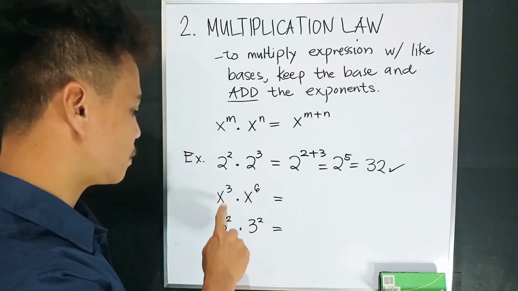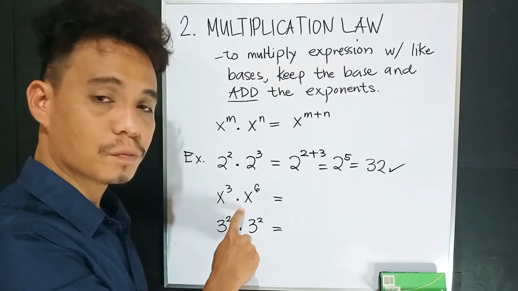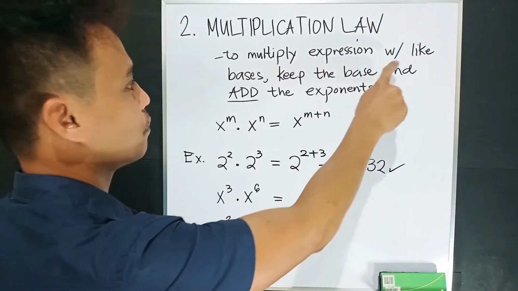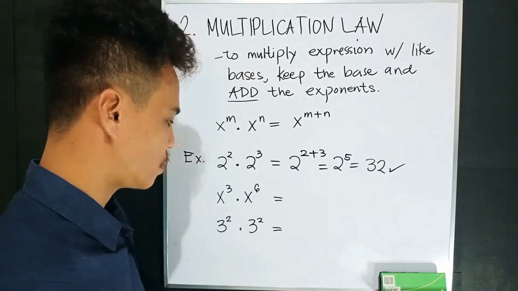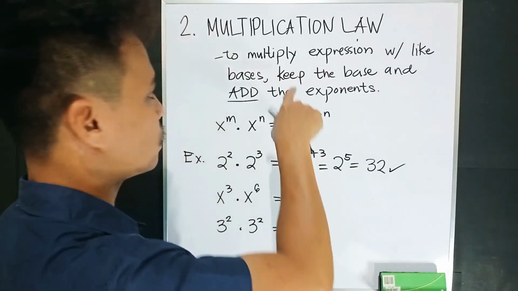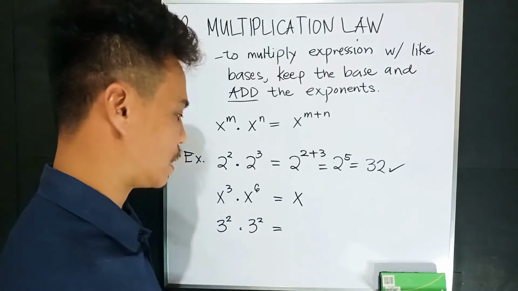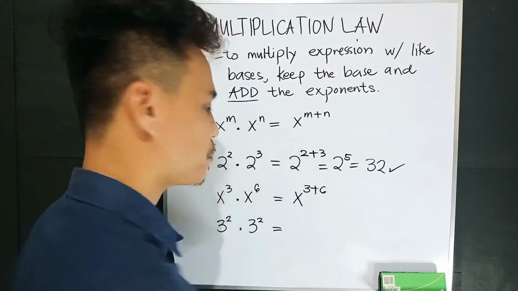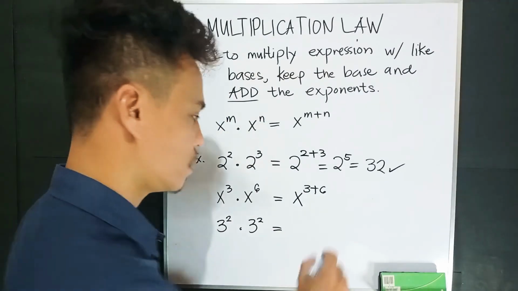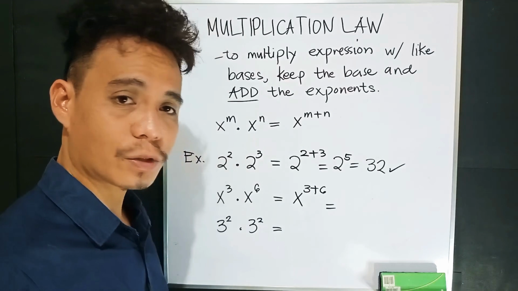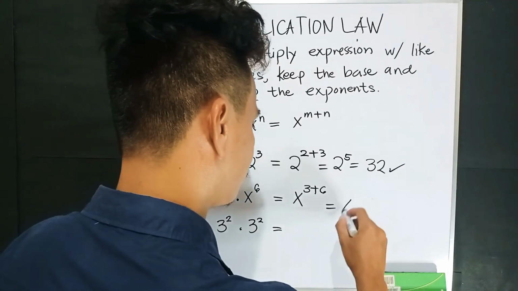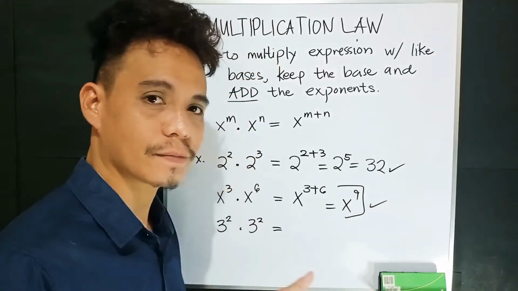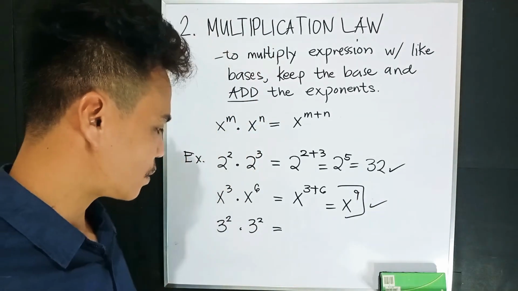So another example, x raised to 3 multiplied to x raised to 6. So para sila ng base, so they have like bases. So therefore, we just have to keep the base. So kopyahin lang natin yung base natin and simply add their exponent. So this is 3 plus 6. So sagot natin dito guys is simply x raised to 9. I hope nasundan. Our last example.